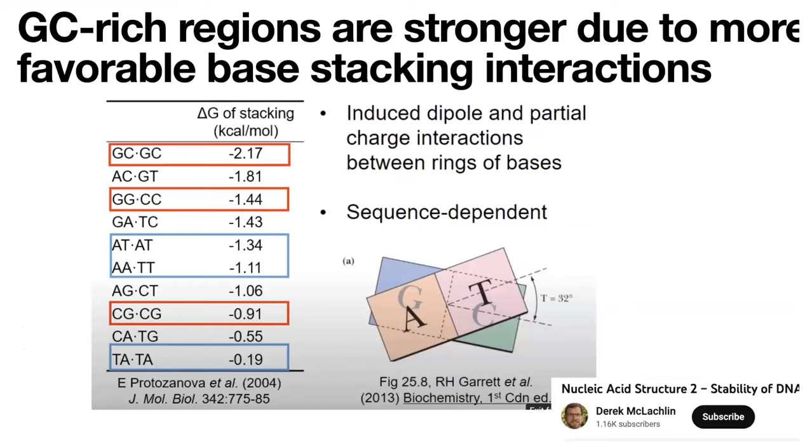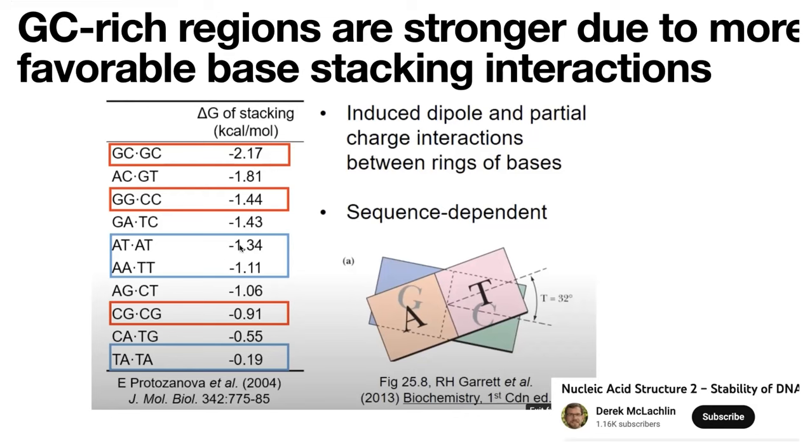In order for them to optimally sync up their clouds, however, they have to be in the right orientation. It turns out that GC-rich regions have a more preferred orientation. They can form better base stacking interactions. So if we look here at the delta G of stacking, if we were to put a GC on top of a GC, we would get a negative 2.17 kilocalories per mole, negative telling us this is favorable, so this would be highly favorable.